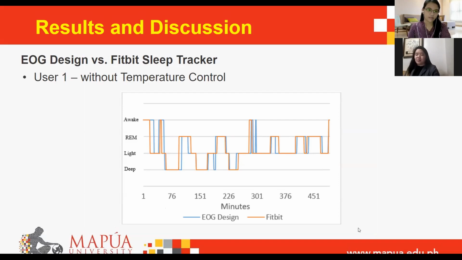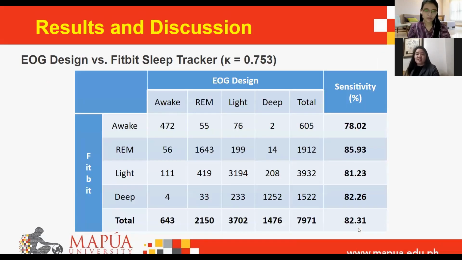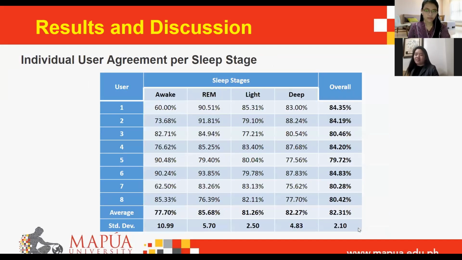According to the confusion matrix, the overall accuracy is 82.31%, which means that the EOG design has a substantial agreement with the commercially available sleep tracker, Fitbit. Meanwhile, this table sums up the accuracy of the design for each user. This means that the performance of the EOG design does not vary too much between the users.